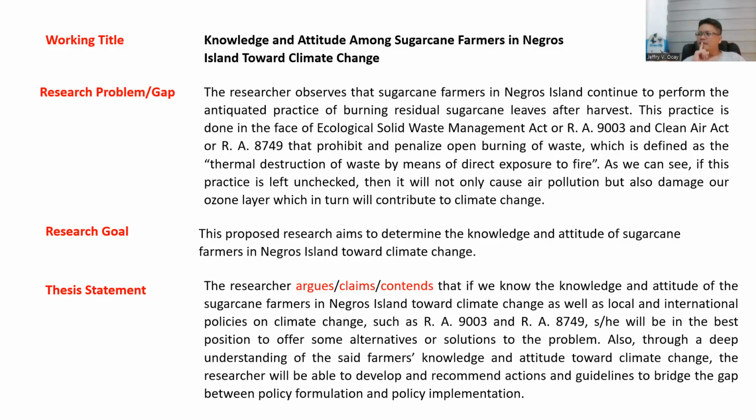I will recommend that LGUs, or the barangays, or the barangay officials, or the government officials in that locality should conduct a massive information campaign on climate change and related topics, so that farmers will be informed about recent trends in development and climate change. And so that at the end of the day, as a research outcome, the impact of the research in the long run, farmers will stop burning residual sugarcane leaves after harvest.